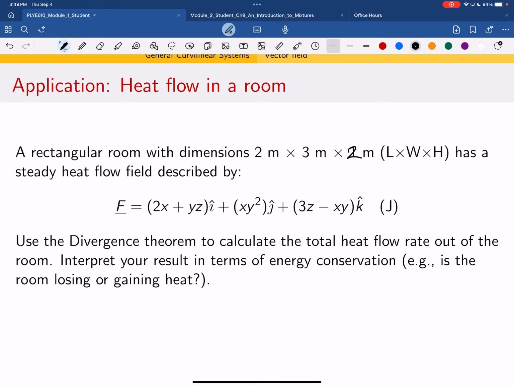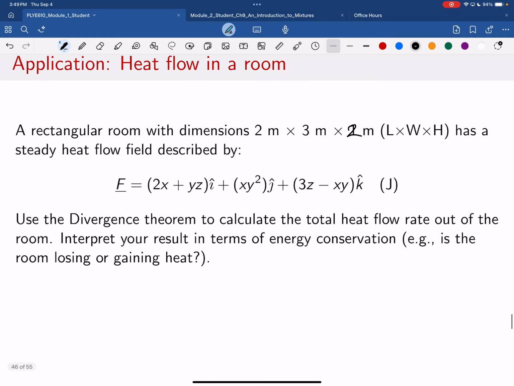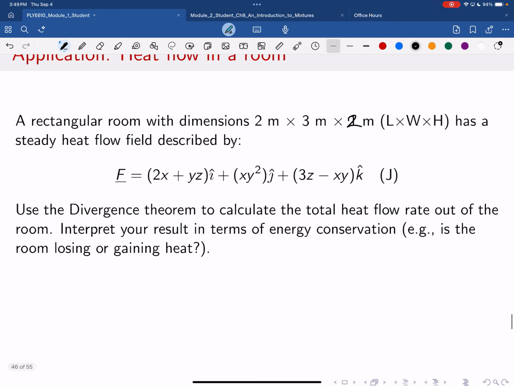For some reason, our AC system works based on that. It generates heat at different locations of x, y, z based on that. So the units also are per joule. And we want to use the divergence theorem to calculate the total heat flow out of the room. Depending on the sign of this quantity, we will judge whether we are losing heat or gaining heat.